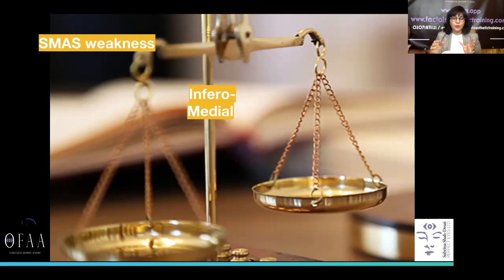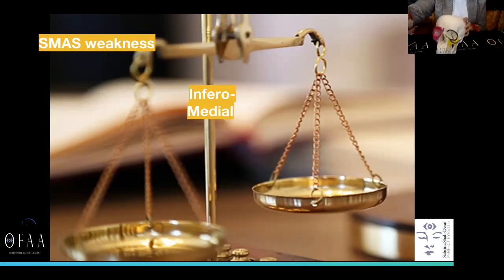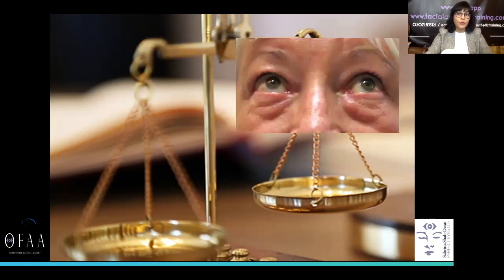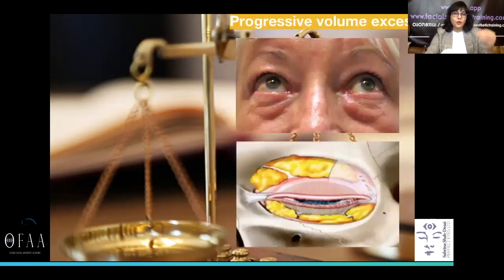Now, what do I mean by inferomedially? I mean, if we look at Stanley again, this part of the SMAS is weak. And this is why the intraorbital fat bulges out at this inner corner quite often. Now, this weakness in the tissues actually starts presenting itself with an interesting change, which is volume excess. So you now start getting a progressive volume excess that perhaps comes on because of an excess of hollowing or volume loss. And in some patients, you can just have hypertrophic fat pads.